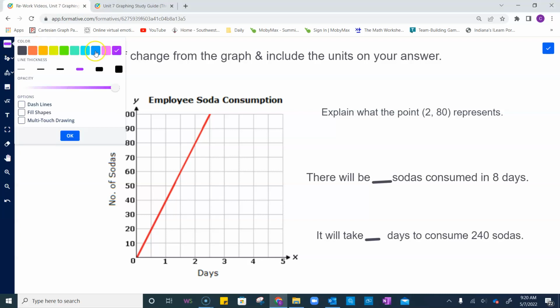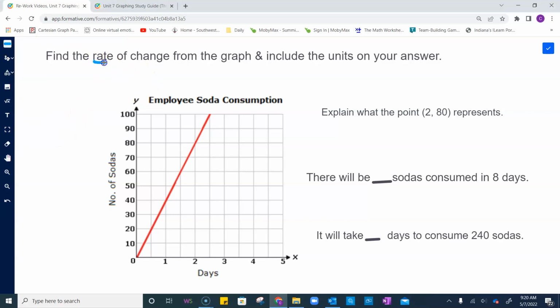So in this video, we're looking to find the rate of change, looking at the graph, and that's the first thing I'm going to work for, and then we're going to work on these other prompts following that. So we're going to answer a few problems all in one video. So looking at this graph, we need to understand what it represents.